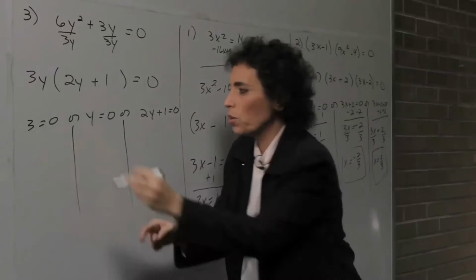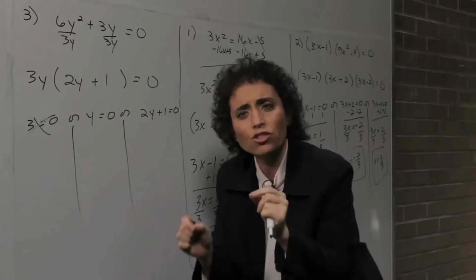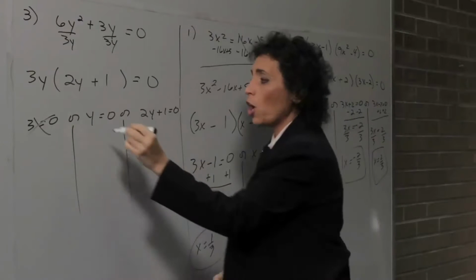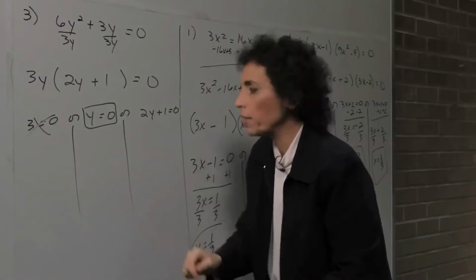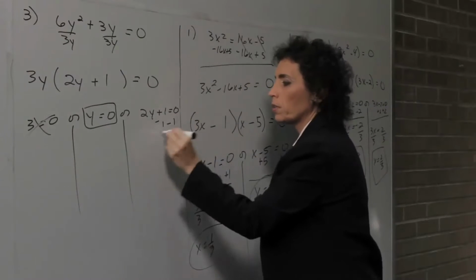Okay? 3 equals 0, garbage. 3 can't be 0, contradiction. Contradiction can't be 0. Y equals 0, oh, look, I'm happy. It's done for me already. Absolutely done for me. Okay, subtract 1.